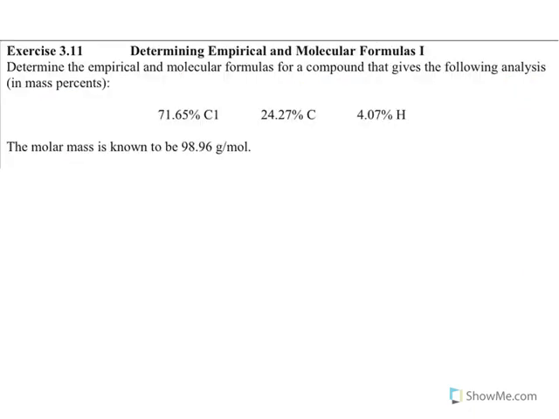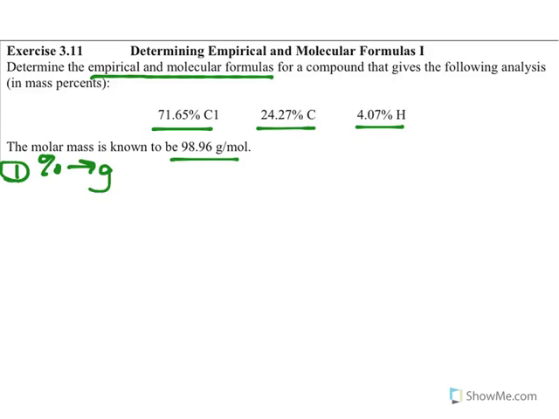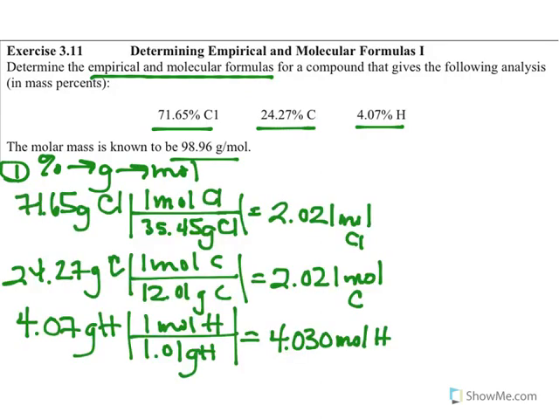So let's do a problem together where we are finding both the empirical and molecular formulas. Given this data, we have percentages for each, and we know then the molar mass of the compound ends up being 98.96. So the first thing that I am going to do is I am going to convert really my percentages into grams. Okay, we just have to change the label. And then I'm going to convert that into moles. So take a second, pause the video, and try doing that.